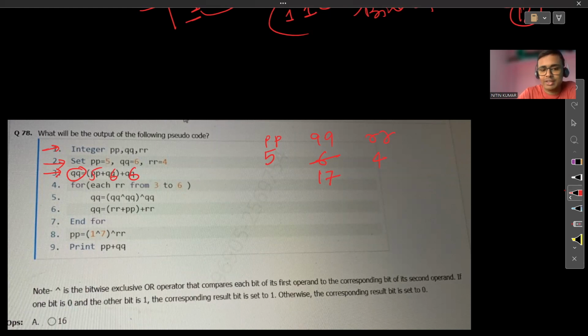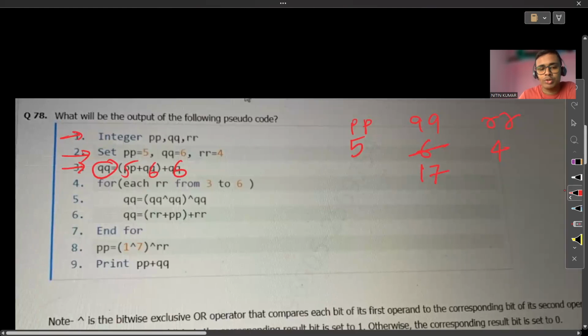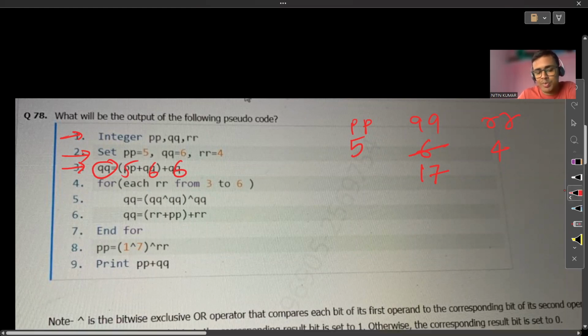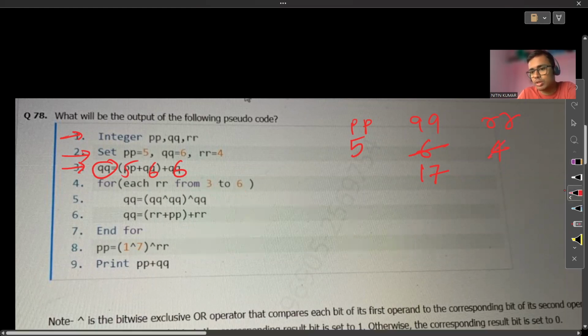So try to understand this concept very well, because this kind of problem is asked very much in the Accenture examination. Here a loop is given, and what is it running from? The variable running the loop is RR, and the value of RR ranges from 3 to 6. You can see the value of RR is initialized to 4, but because RR is initialized to a new value starting from 3, 3 will be initialized first.